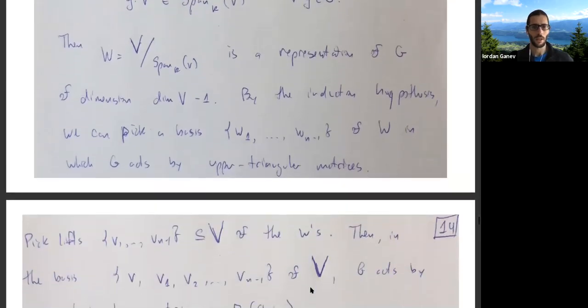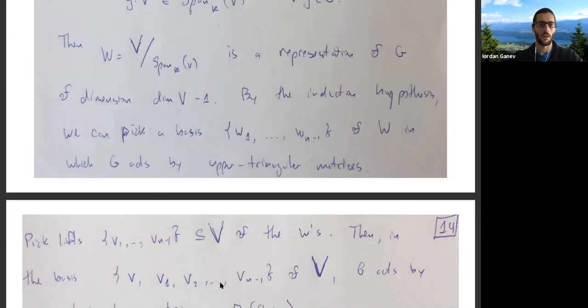So now we just pick lifts. W is a quotient of V by some subspace, and we have this basis of W. So to get a basis of V, we just pick any lifts of the basis vectors of W. And we also need to add in this v, which is the span we quotiented by. So if we add v to the set of lifts of the basis of W, then we get a basis for capital V.